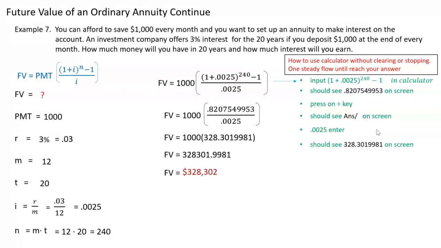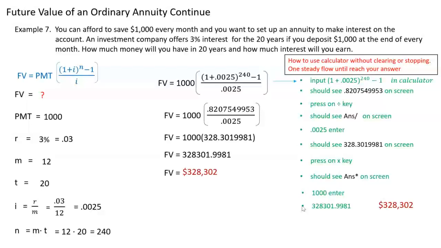After you do that, it's going to give you 328.3019981. Then you're going to hit the multiplication key, and you're going to enter the 1,000. So we get 328,301.99, which rounds off to $328,302. That's how much you have in the future.